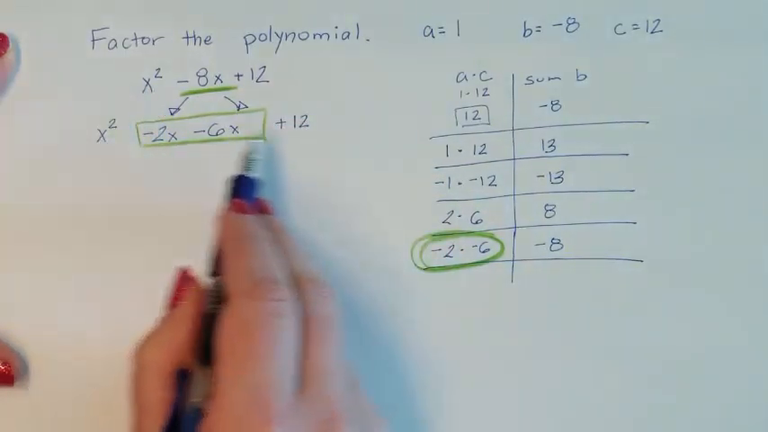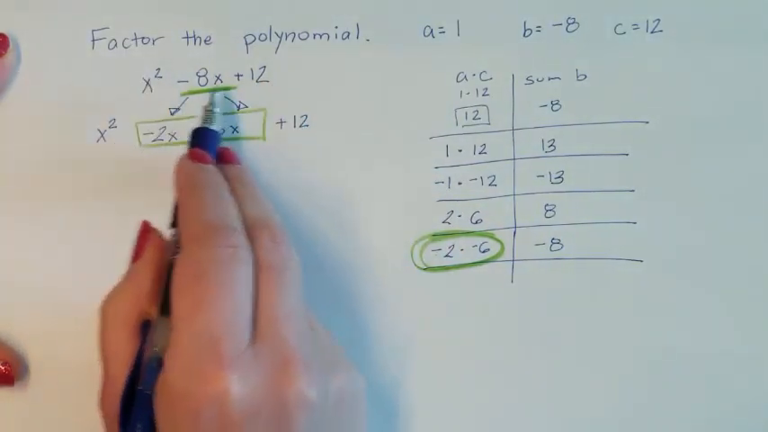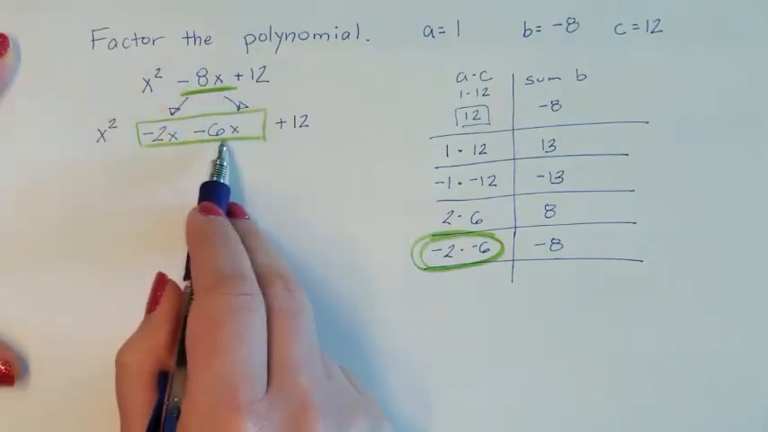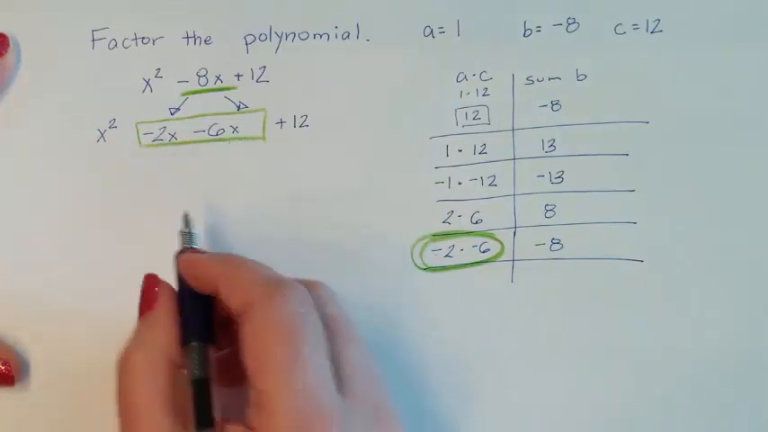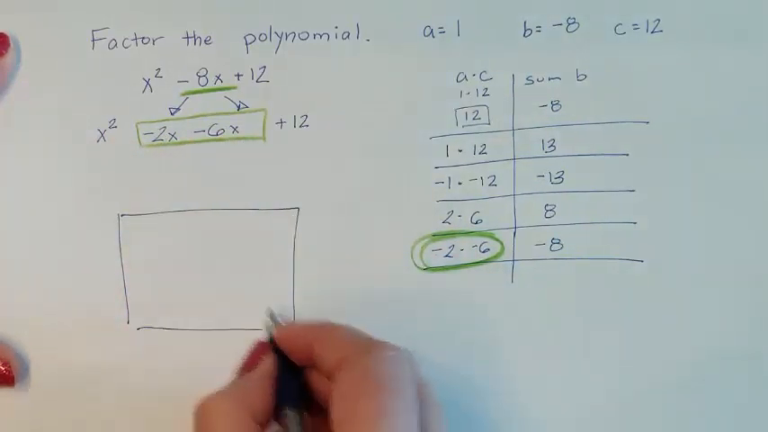So we kept the outside 2 original terms. I rewrote the middle term using what I found in my list. So now that I have 4 parts, I know I can factor it using the area model.